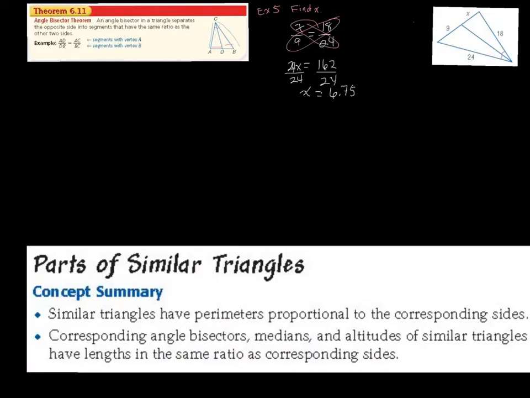Summing up lesson 6.5. Similar triangles have perimeters that are proportional to the corresponding sides, and corresponding angle bisectors, medians, and altitudes of similar triangles have lengths in the same ratio as the corresponding sides.